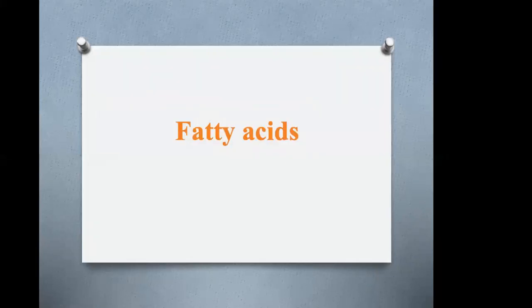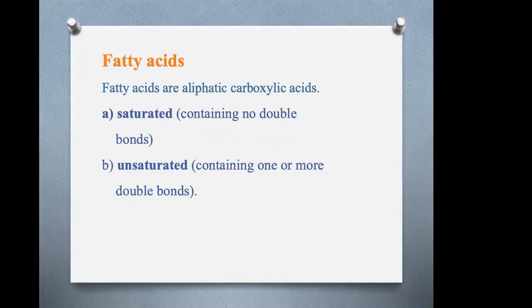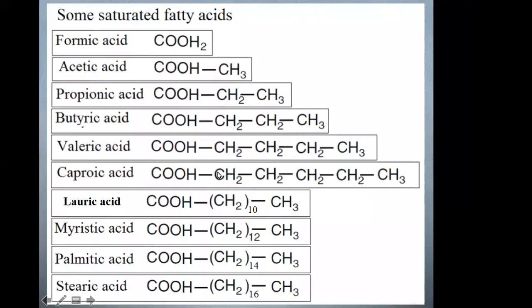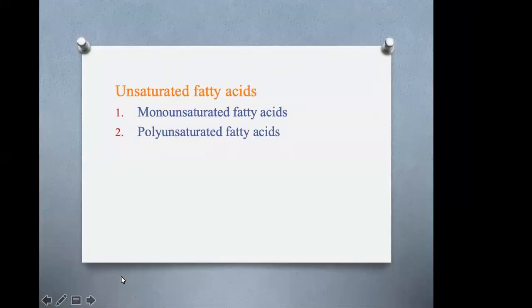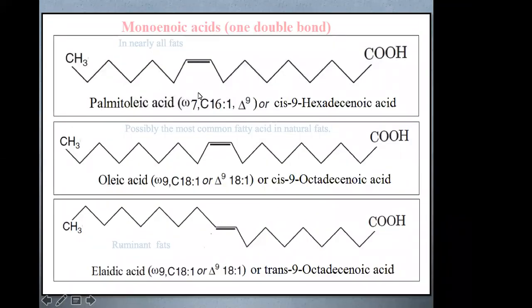Just a simple and brief overview of fatty acids. Fatty acids are aliphatic carboxylic acids, which may be saturated or unsaturated depending upon whether a double bond is present or absent. Saturated fatty acids are those which have no double bond. These are examples of various saturated fatty acids: formic acid, lauric acid, stearic acid. Unsaturated fatty acids are further classified into mono and poly, depending upon how many double bonds are present.